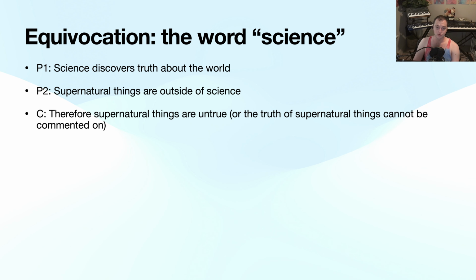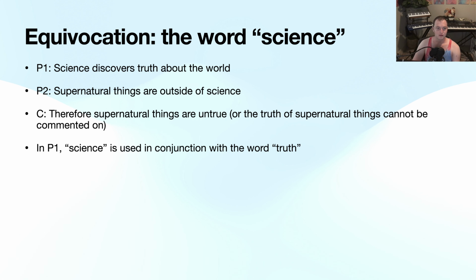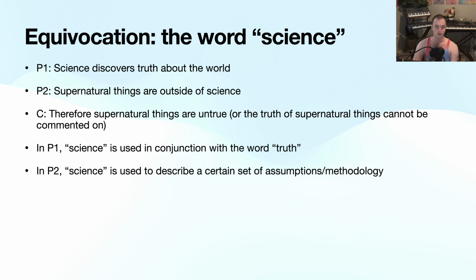But the problem is that we're equivocating on science. In premise 1, we're using science as defined by its relationship with truth, whereas in premise 2, we're using science to describe a certain set of assumptions or a methodology. And this link is only justified if these methodological constraints of science are metaphysically justified. So in other words, what do we actually mean by science? Is science something we use to come to truth? Or is science just defined a priori by a certain set of operational assumptions? If you think about it, just be careful.